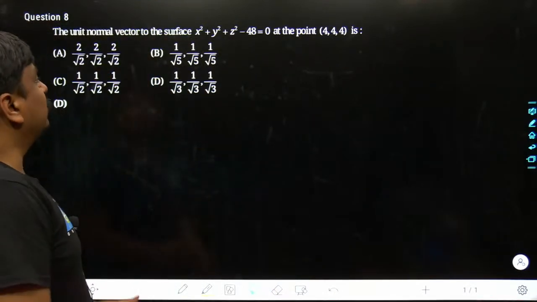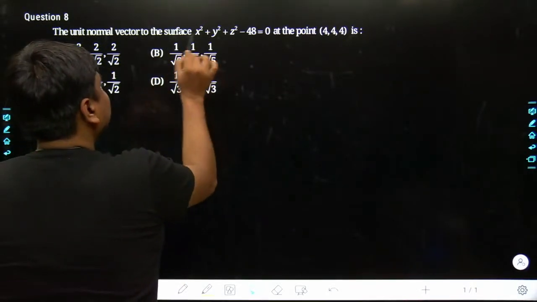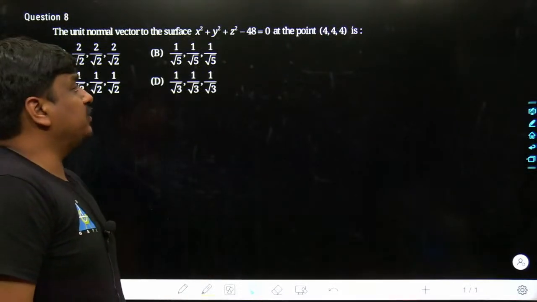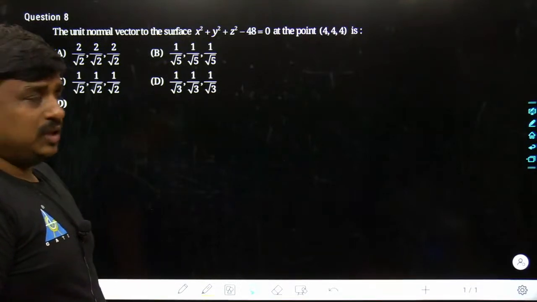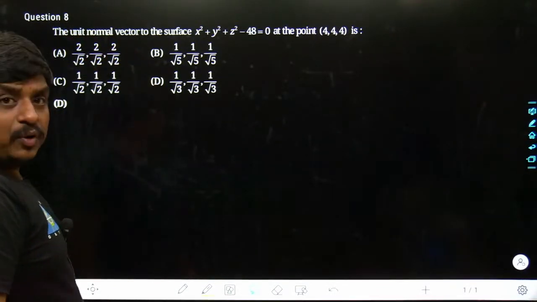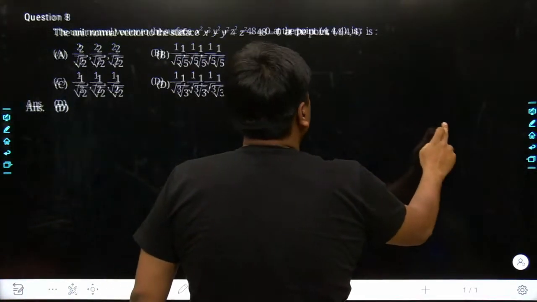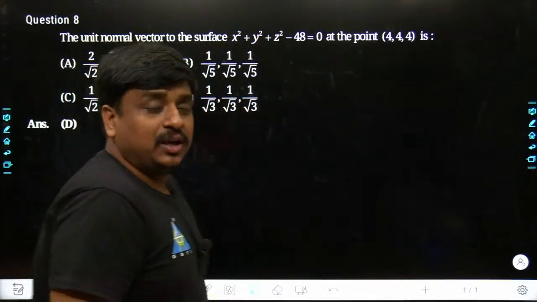My dear friends, once you see this problem carefully, you will get to know. You have to draw a unit normal over the surface x square plus y square plus z square minus 48 is equal to 0, at the point (4, 4, 4). Four different options were given, and it was an MCQ. How will you get the normal over the surface at the point (4, 4, 4)? Tell me what would be your approach.